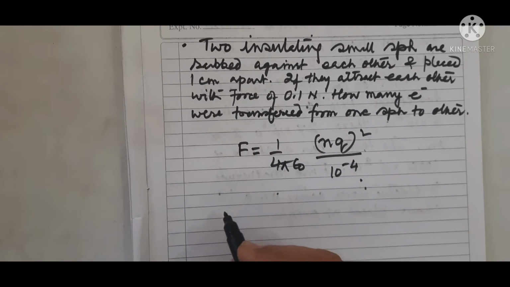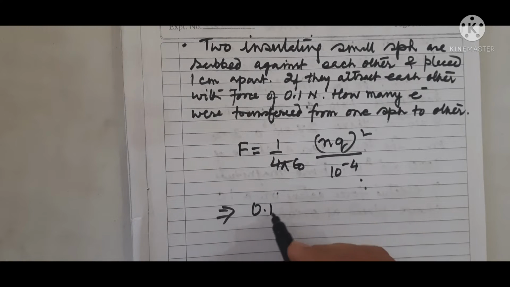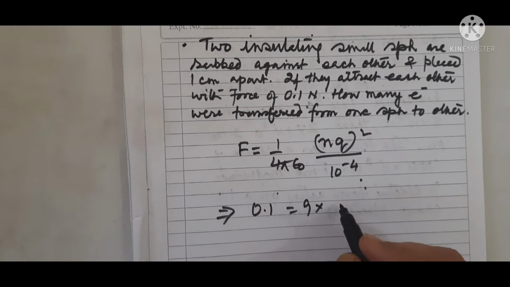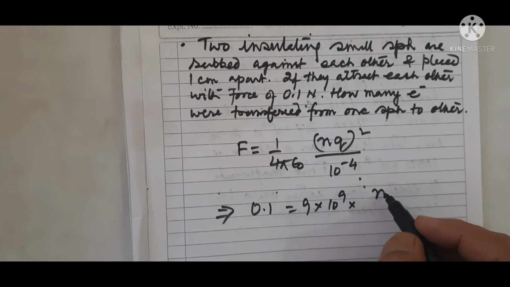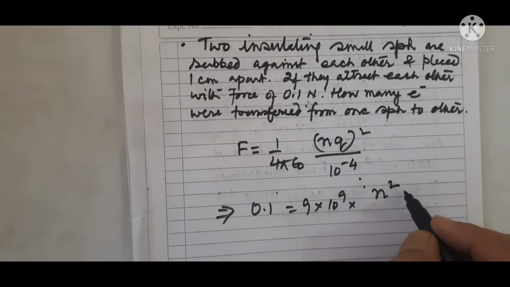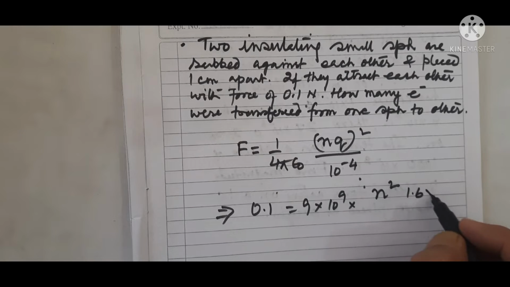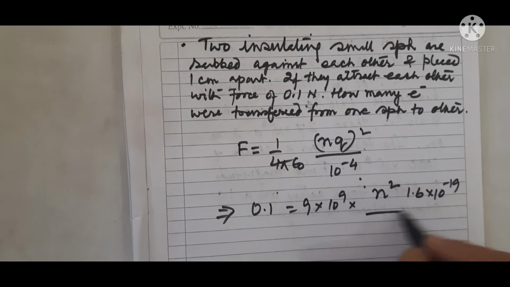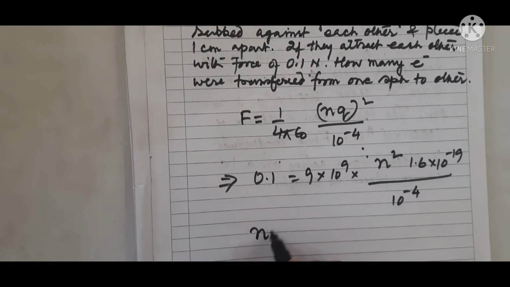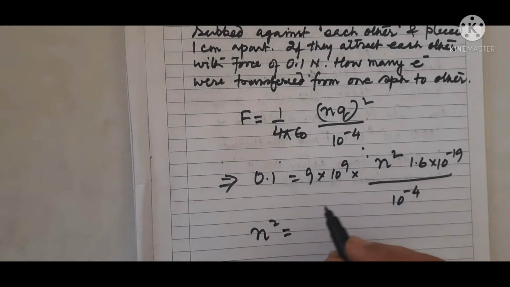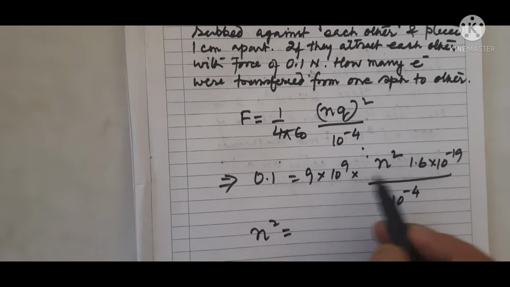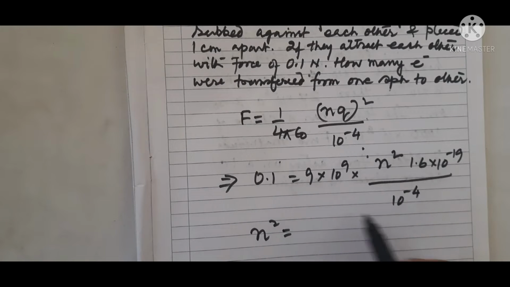Now here F is given 0.1 Newton. That is 9 into 10 to the power 9 into n q square, and q is 1.6 into 10 to the power minus 19, by 10 to the power minus 4. So n square you have to find out. n square is equal to 0.1 into 10 to the power minus 4 divided by this and this.